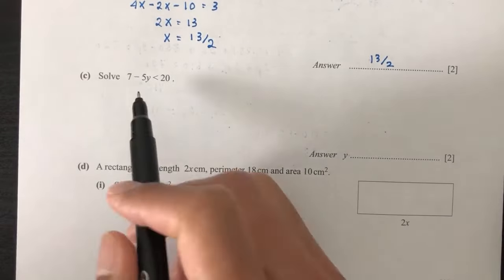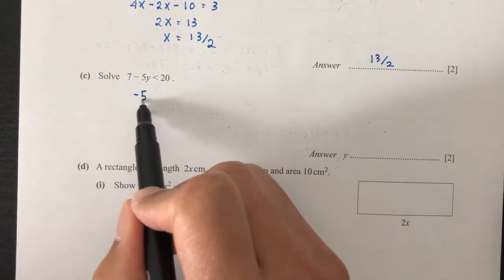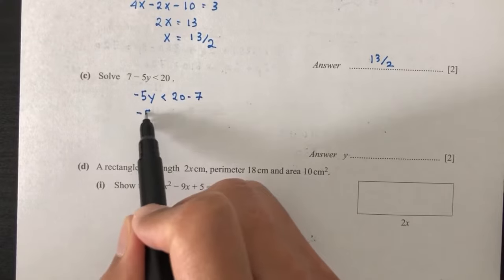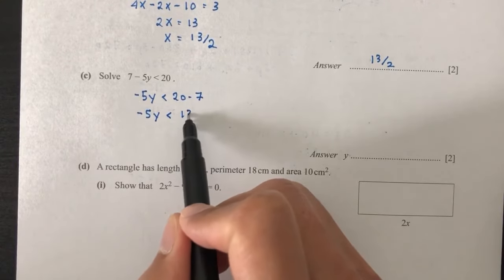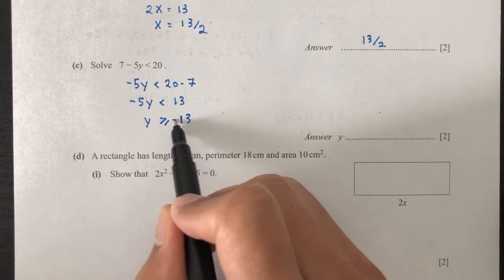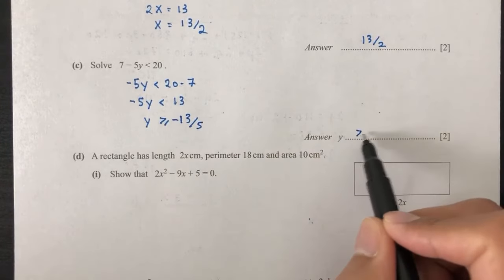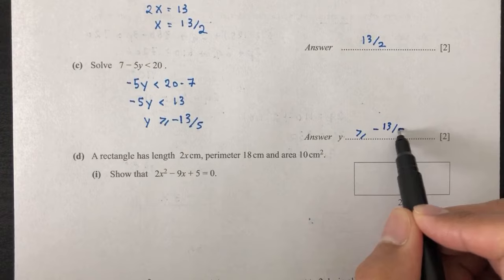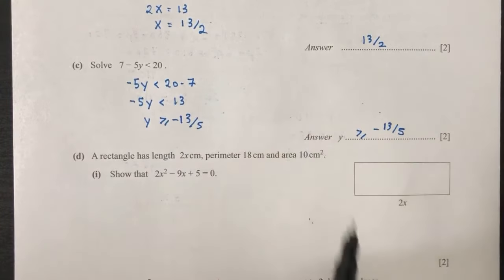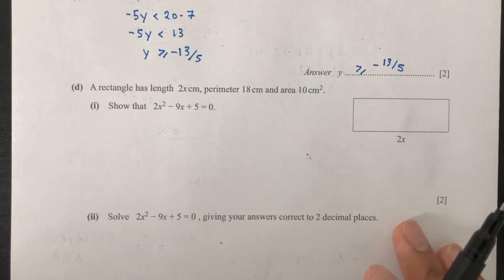Now part C, solve this one. So minus 5y will be less than 20 minus 7. Minus 5y is less than 13. So 5y is bigger than minus this. So this is your answer. So when you divide or multiply by a minus, you have to change the sign to the other way. So that's the only catch point.